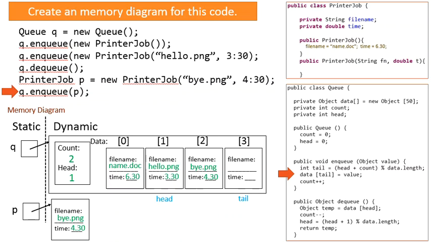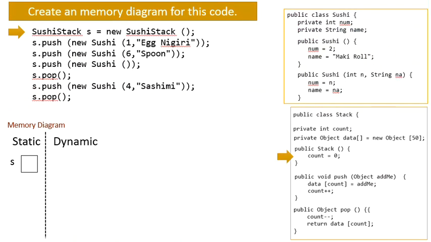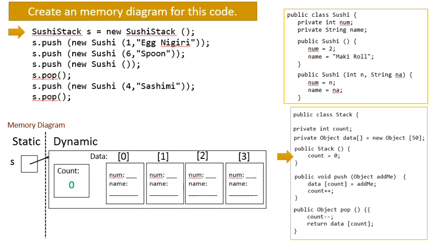So let's take a look at some stack code. So here we go. Oh, I got the order wrong. Here we go. All right, so we've got our new sushi stack. So there it is, and it's been declared. So when we construct it, we create the dynamic memory. There we go, it's been constructed.